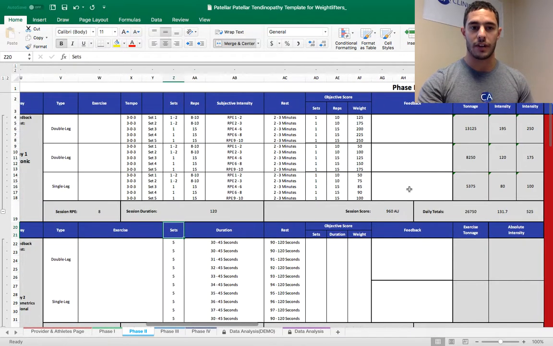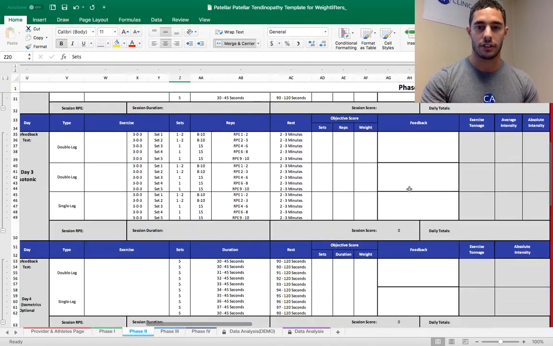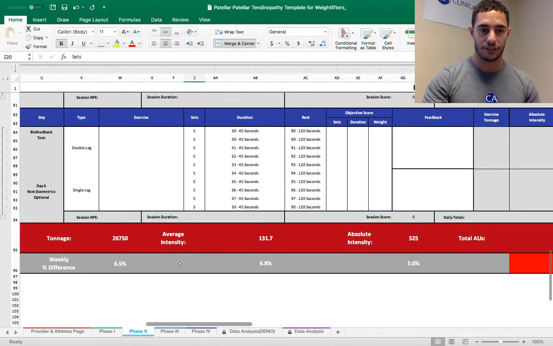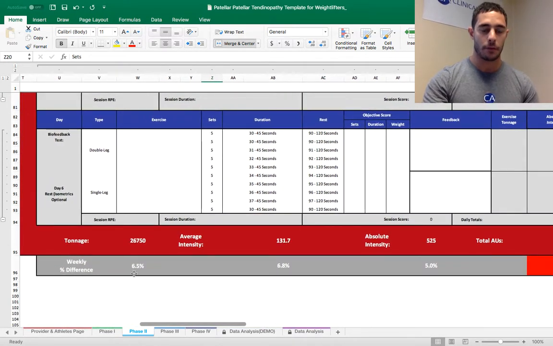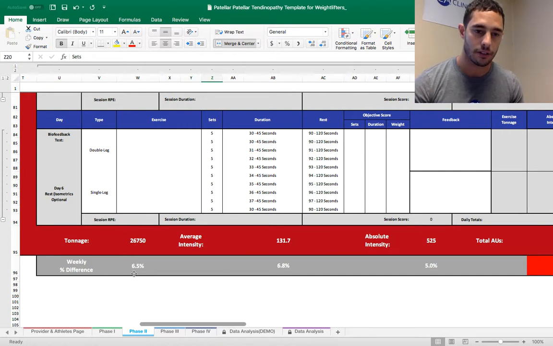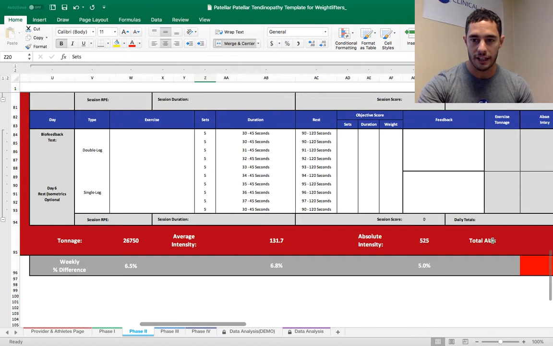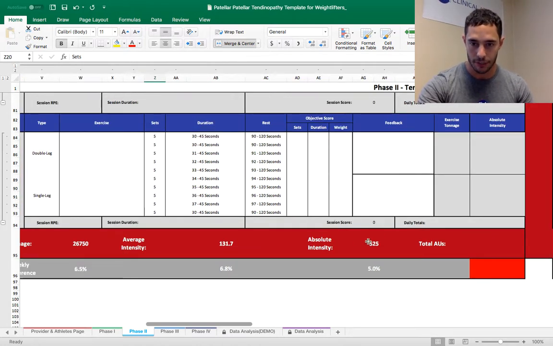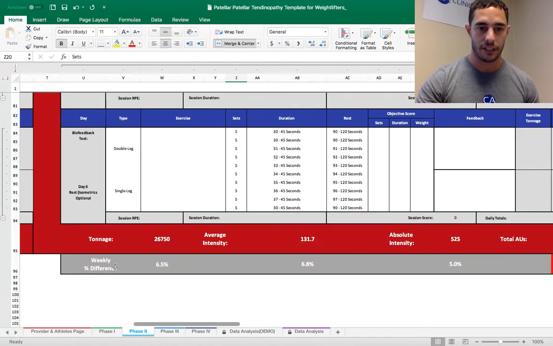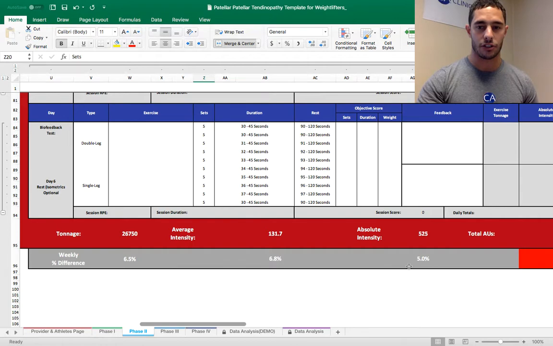Now, because we've got 2 weeks under our belt, we can start to look at weekly differences, weekly percentage differences. And remember, in the user manual, we suggest staying under about 10% increases from week to week in regards to tonnage, average intensity, absolute intensity, and total AUs. This is just a glitch here. This should have a value. It would auto-populate, so it should work on your end. So we get all of our weekly metrics, and then we get to see how this week's metrics compared to last week's metrics, and how much we have increased in these metrics.